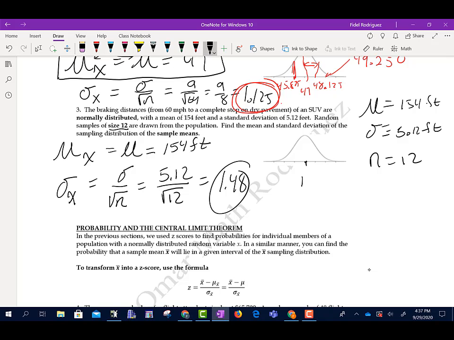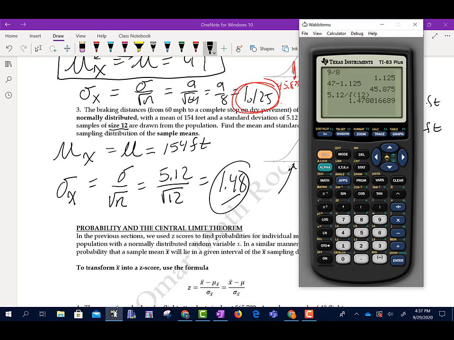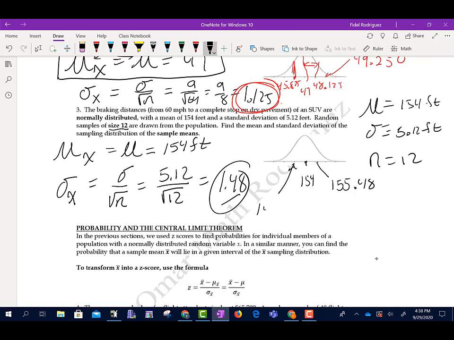This number right here is 154. This number here is going to be 155.48, because I added 1.48 to it. This number here, 154 minus 1.48, gives me 152.52. That would be this number right here. I could do the same thing for this one, and that one, and that one there, but we kind of get the idea.